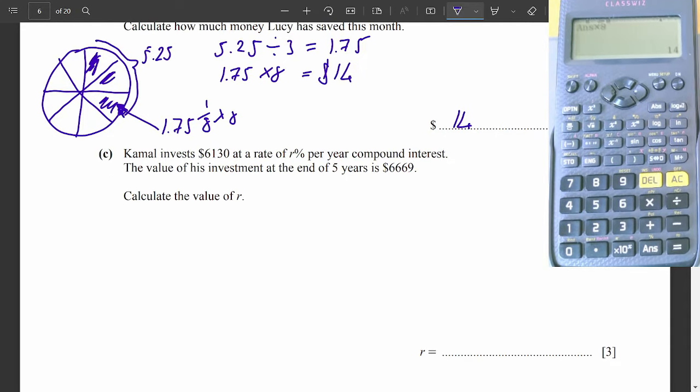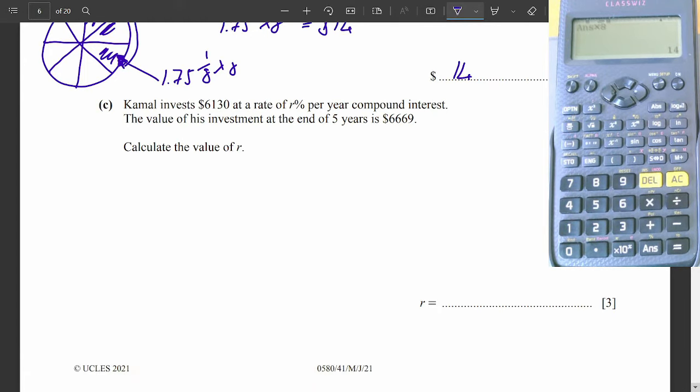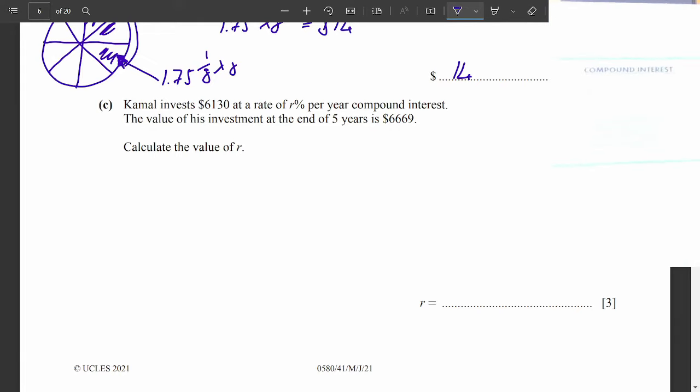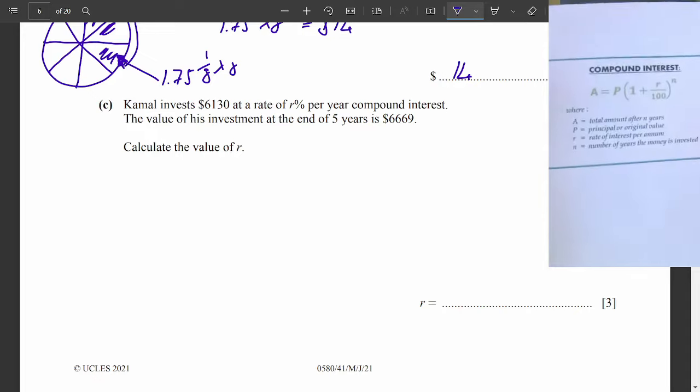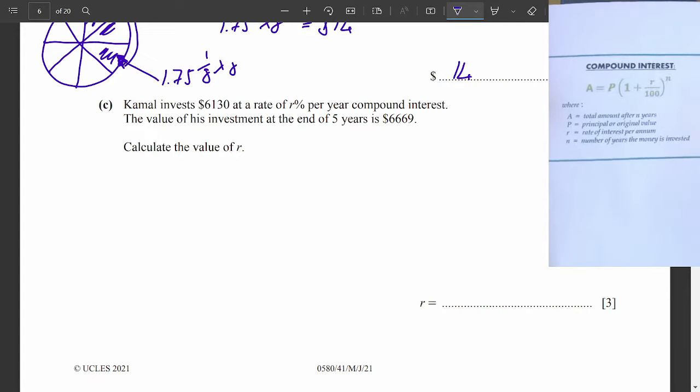Where are we now? Question 4C. Now we got Kamal invests $6,130 at a rate of R% per year, compound interest. The value of his investments at the end of the 5 years is $6,669. Calculate the rate. So remember this formula. Let's see if we can get it in focus. There we go. That's what we need to use.